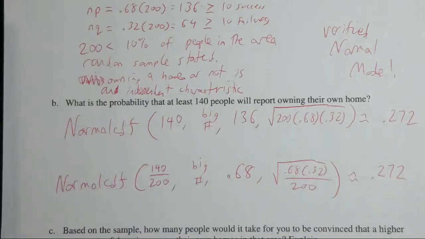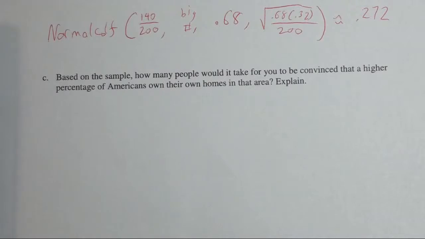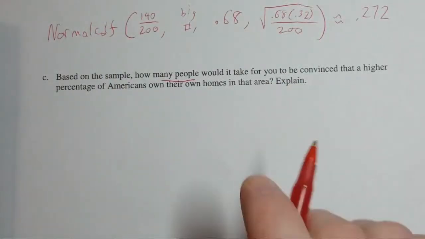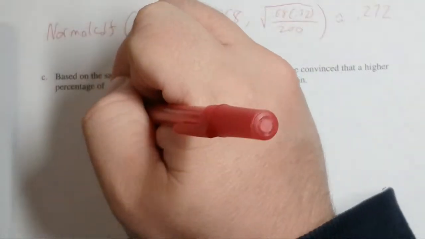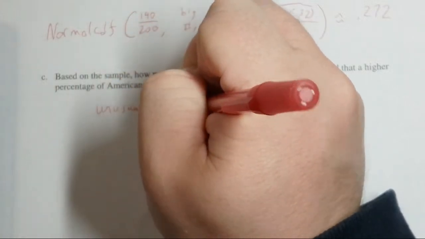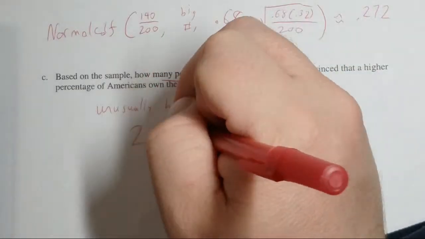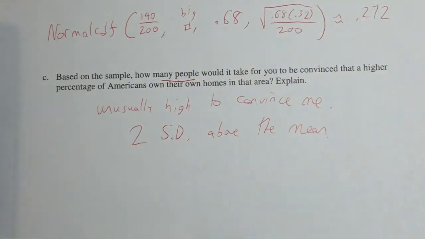Finally, in part C: based on the sample, how many people would it take for you to be convinced that a higher percentage of Americans own their own homes in that area? How many people? So we have to do the binomial route. Now, in this case, it would have to be unusually high to convince me, which means 2 standard deviations above the mean. 2 standard deviations above the mean.